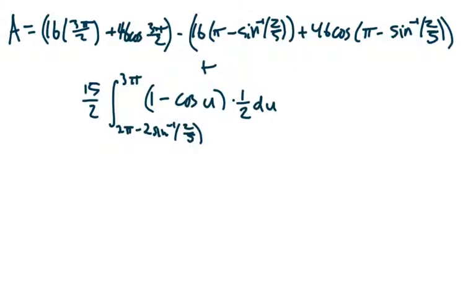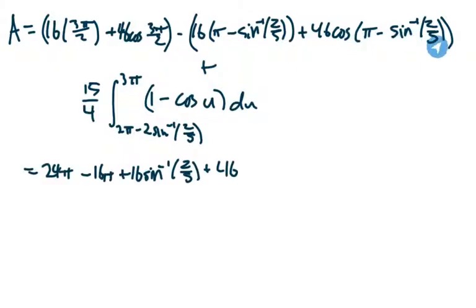Evaluating the first two guys at the end of the limits of integration, we get that stuff. This we have to talk about. This, thankfully, is 0. This simplifies nicely. This we'll have to distribute. And this factor of 1/2 and this 15 halves combine to get 15 fourths.